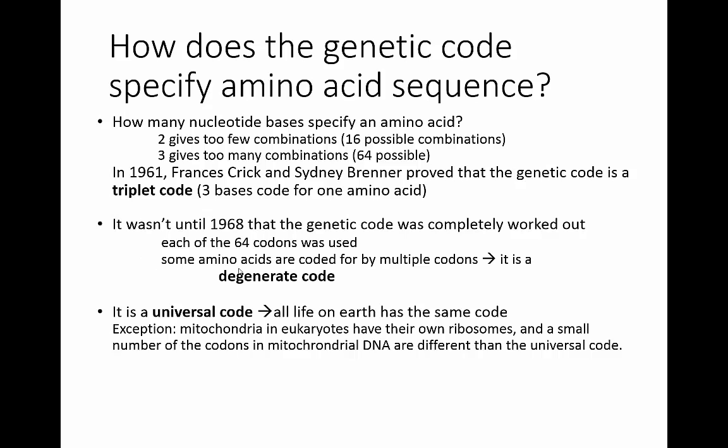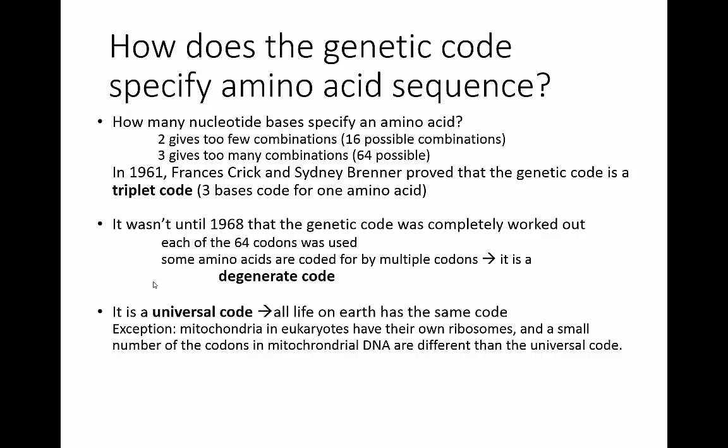Importantly, people discovered that all of the codons are used. So all 64 are in use, and there are just multiple codons for some of the amino acids. The name for this is it's called a degenerate code. So it's not just a one-to-one. There's sometimes multiple codons that code for the same amino acid.